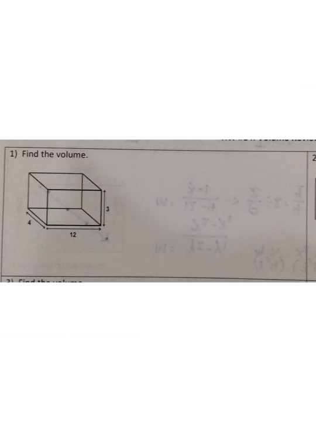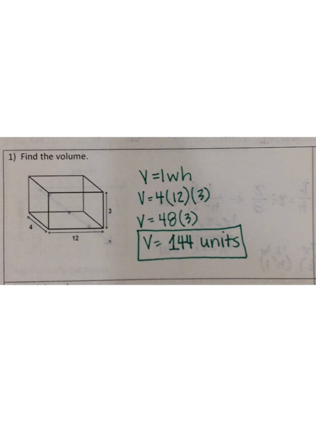Number 1, find the volume of the rectangular prism. A rectangular prism, the formula is length times width times height. So I substituted the values, 4 times 12 times 3. And really with this, it doesn't matter what order you put the numbers in. You're just going to multiply all 3 together. And I ended with 144 units. And actually, I put units because there was nothing listed. And I just forgot the 3rd power right there because it's cubed.